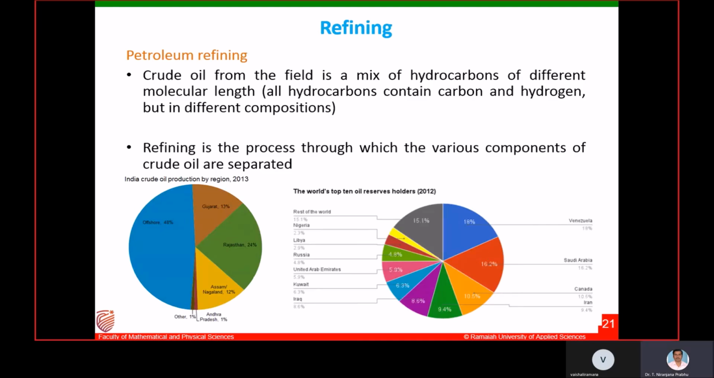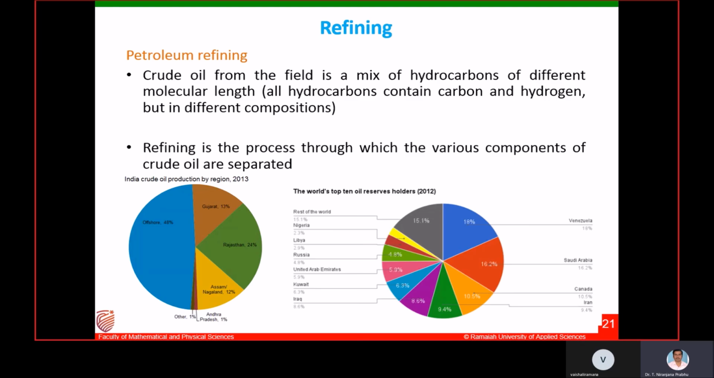I spoke about the formation of petroleum, natural gas, and coal in the earth crust in the first class. We obtain this petroleum oil or crude oil from the earth bed. That will have a mixture of hydrocarbons with different molecular weights containing carbon and hydrogen, but the composition will be different. So what we do is obtain different fractions from this crude oil, and refining is carried out.